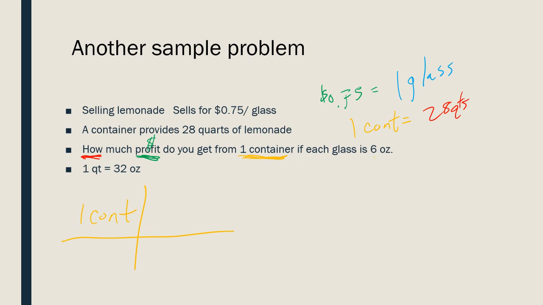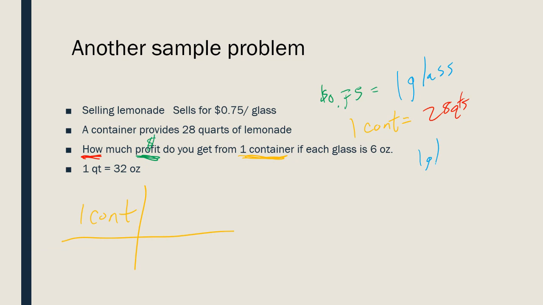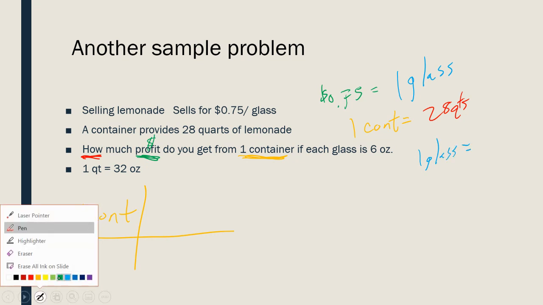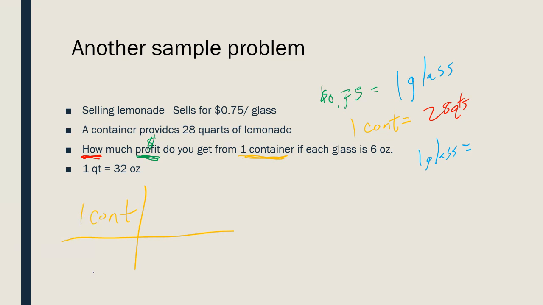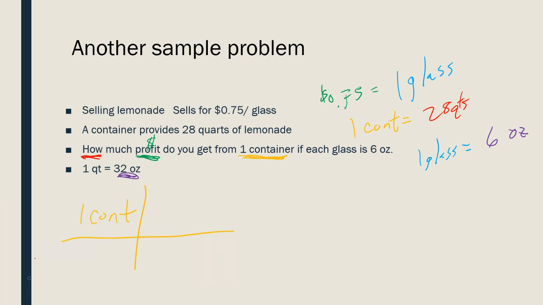And each glass has 6 ounces in it. So 1 glass also has 6 ounces, which I need a new color. Yes, I do. 6 ounces. And then I also tell you down here that 32 ounces equals 1 quart. So container is here. The one thing we have with container is this one. So for every 1 container, there's 28 quarts.